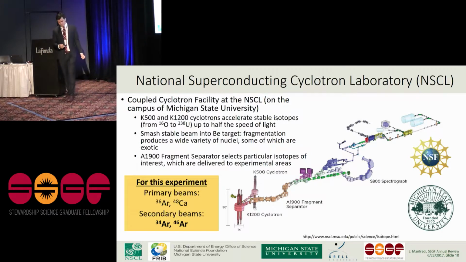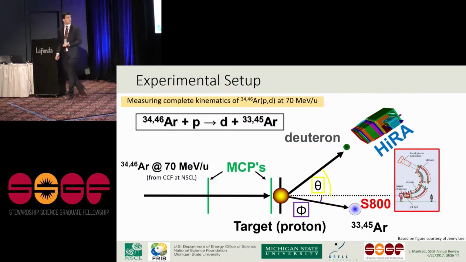So I, in particular, was concerned with this S800 spectrograph vault that I'm going to talk to you now in a lot more detail. I should also mention, for this experiment, the primary beams were argon-36 and calcium-48, and then we used this fragmentation separation to get to argon-34 and argon-46, the isotopes that we're interested in. So this is a cartoon of the experimental apparatus that I actually worked on, and I'm going to walk you through it step by step. There's a bunch of different detectors, but first I'll give you an overview.